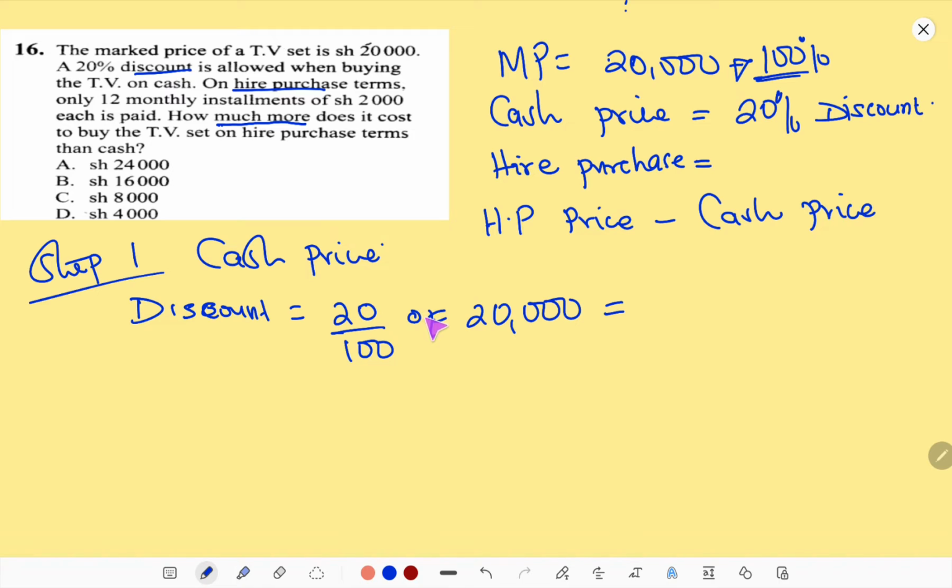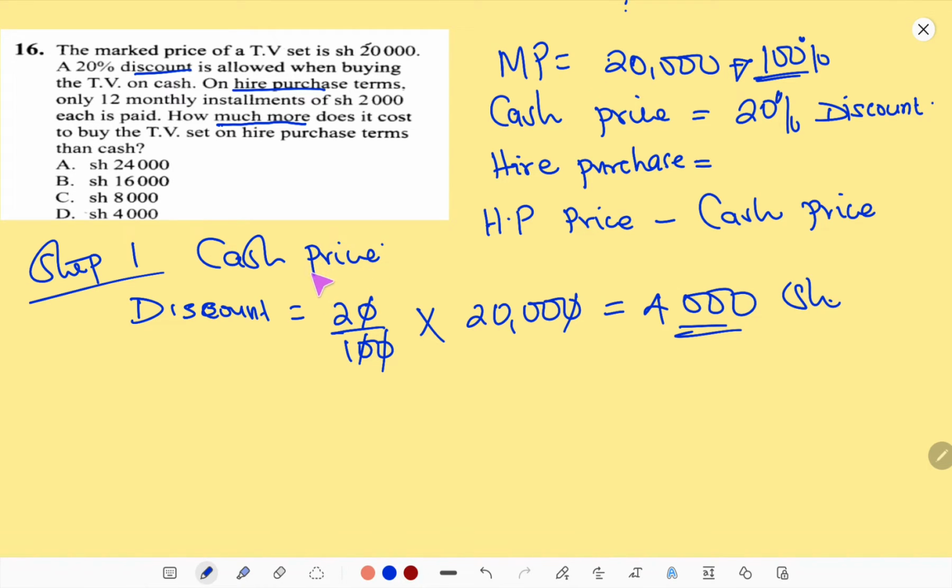You know, of means multiplication, so we can change of into multiplication. So this 0 will cancel out, this one will cancel out as well. So we have 2 times, this will be 4,000 shillings. Okay, so this is the discount.